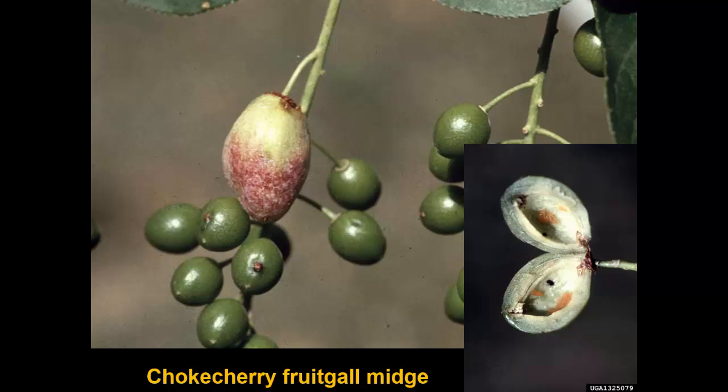And you can see gall midges affecting fruiting structures as well. Not too common in terms of examples, but one common example would be chokecherry fruit gall midge, where you look at a series of fruit on a chokecherry tree, and every once in a while one looks a little puffy, a little distended, not quite right.